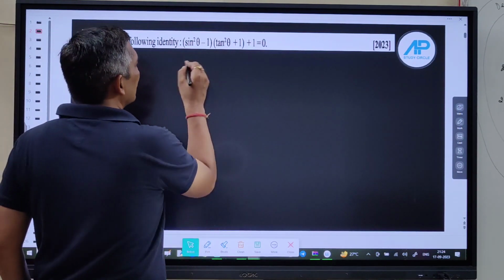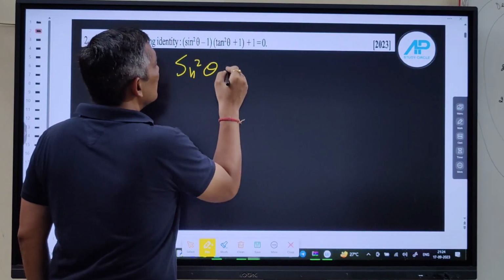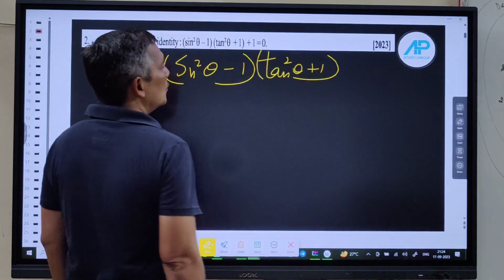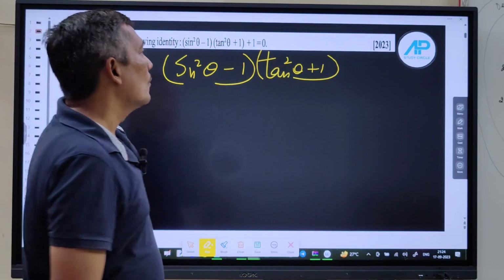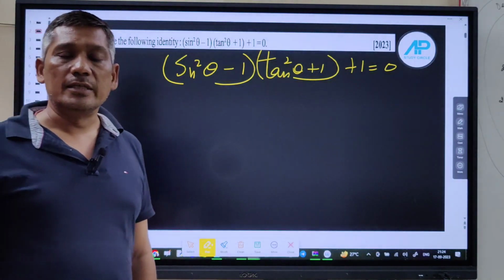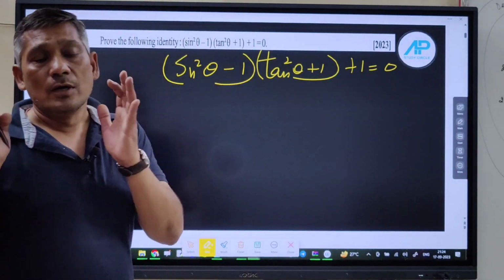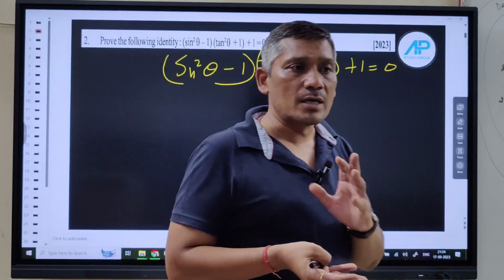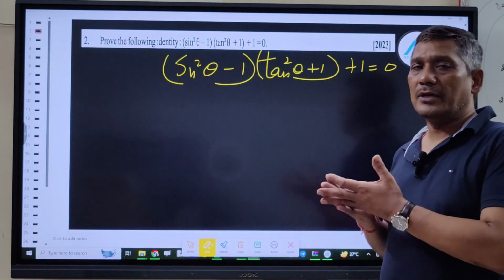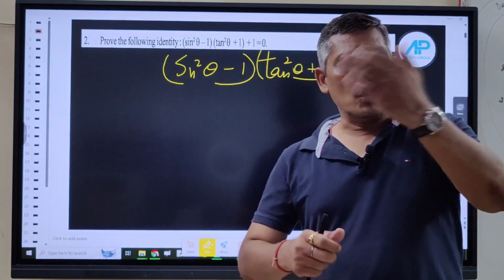So I've got the question (sine square theta minus 1) into (tan square theta plus 1). What should I do with this? What is the approach of the question? You need to understand how to approach it. Children, it is not very difficult. If you remember the identities and have a total idea of identities, then you can solve any trigonometry question very easily by applying them.